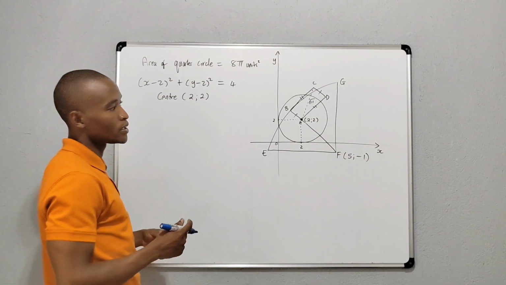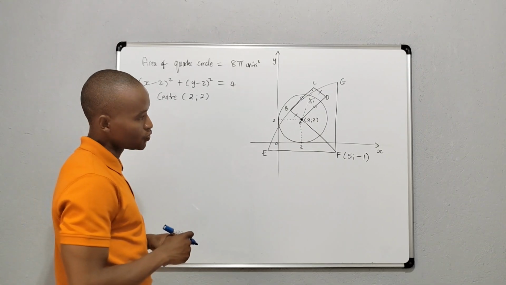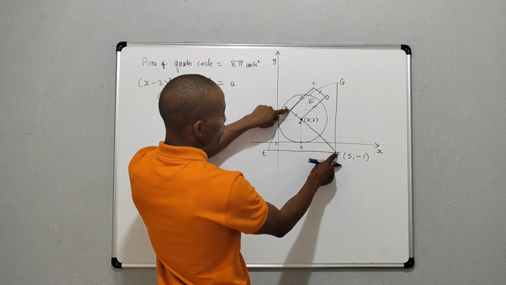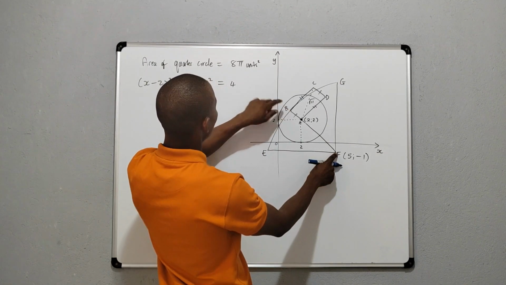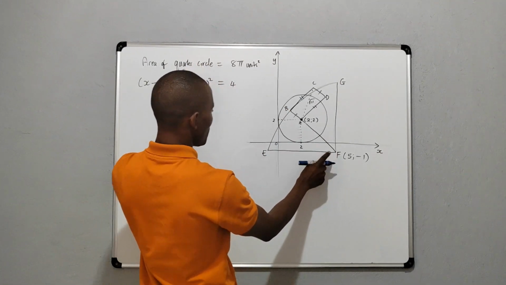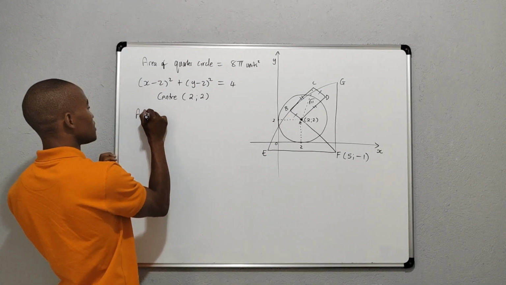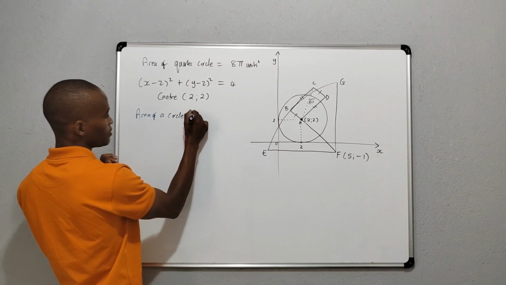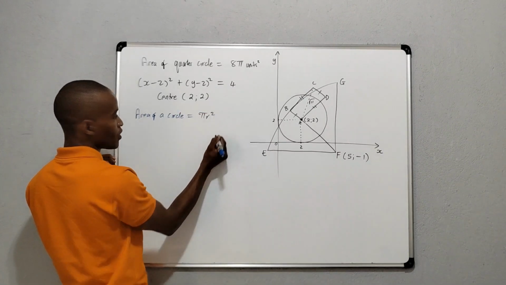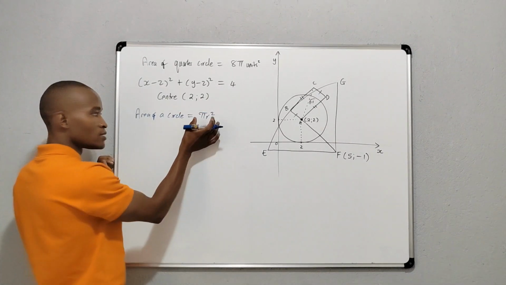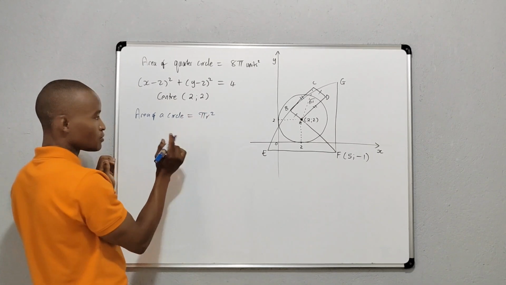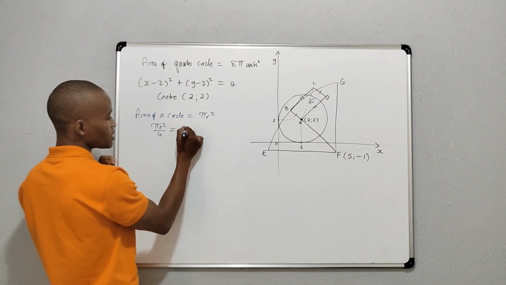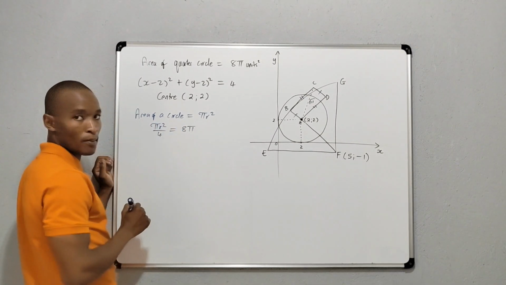So how do we then navigate to the solution? We will need to find FB. FB represents the radius of the quarter circle. So we know that the area of a circle is equal to pi r squared. So for a quarter circle, it's this expression divided by 4. So we have pi r squared over 4 is equal to 8 pi.